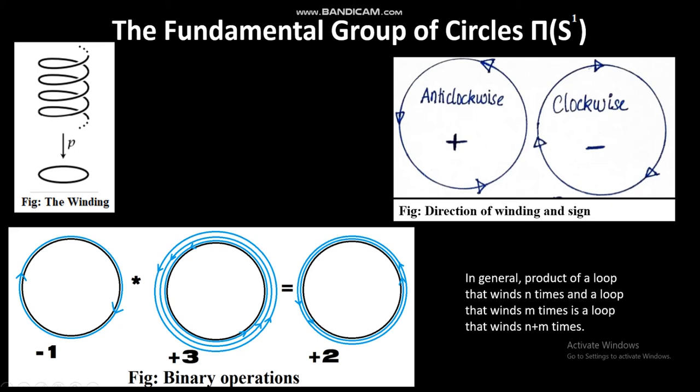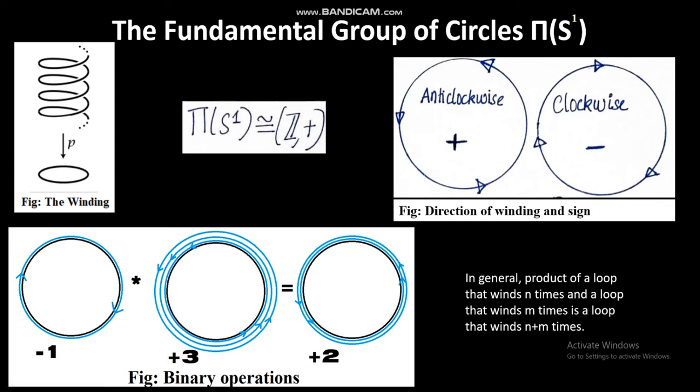In general, the product of a loop that winds n times and a loop that winds m times is a loop that winds n plus m times. On a closer look, we can understand that the fundamental group of the circle, pi of S1, is isomorphic to the abelian group of integers under addition.